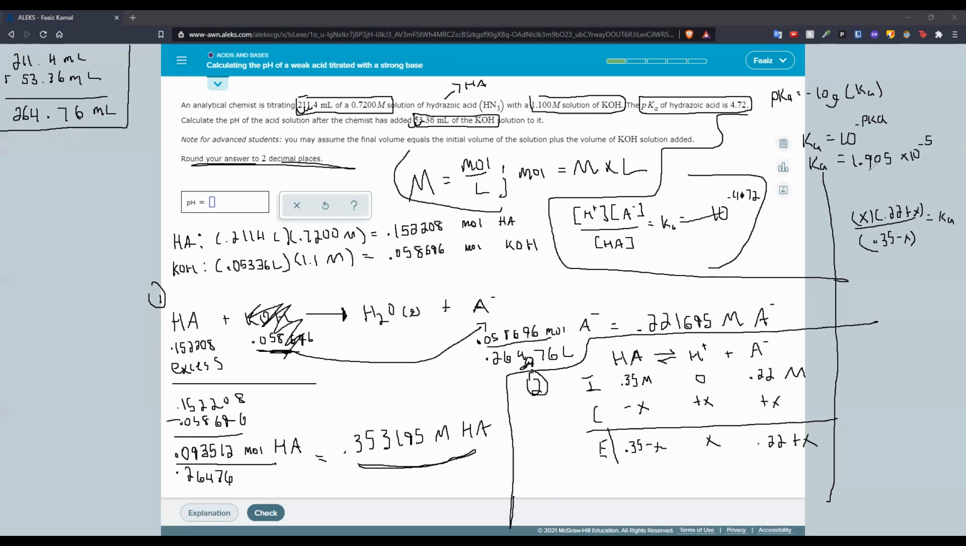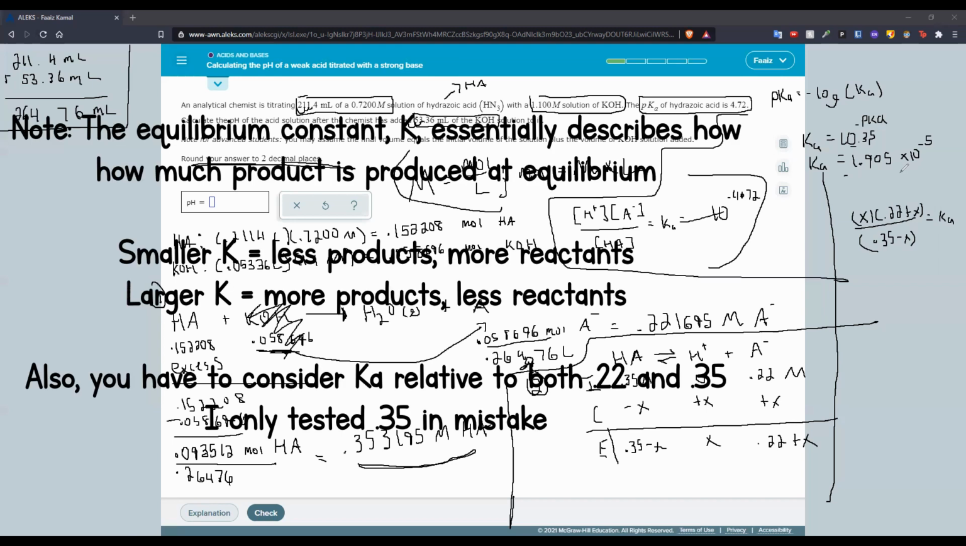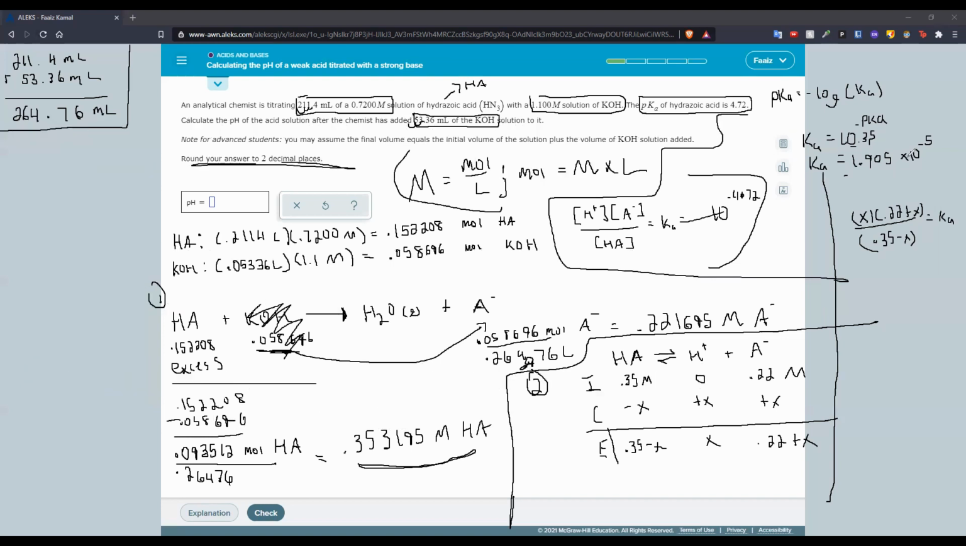And you got to figure out whether you can make the X a small approximation or not. And the way ALEKS does it is they take this bottom concentration right here and then they subtract the Ka. Let me do that. So when you do that, you get 0.349, which is really close to 0.35. So you can round it up. So you can assume that X is small because it doesn't really change much from the initial concentration.